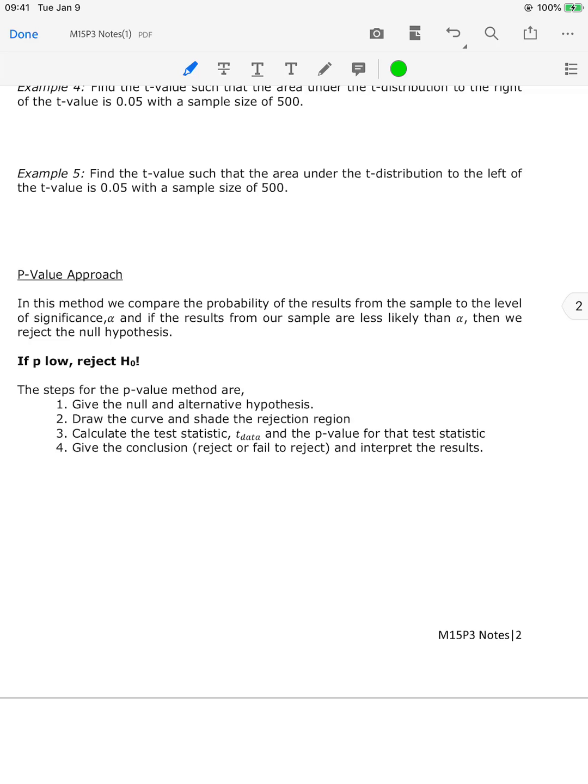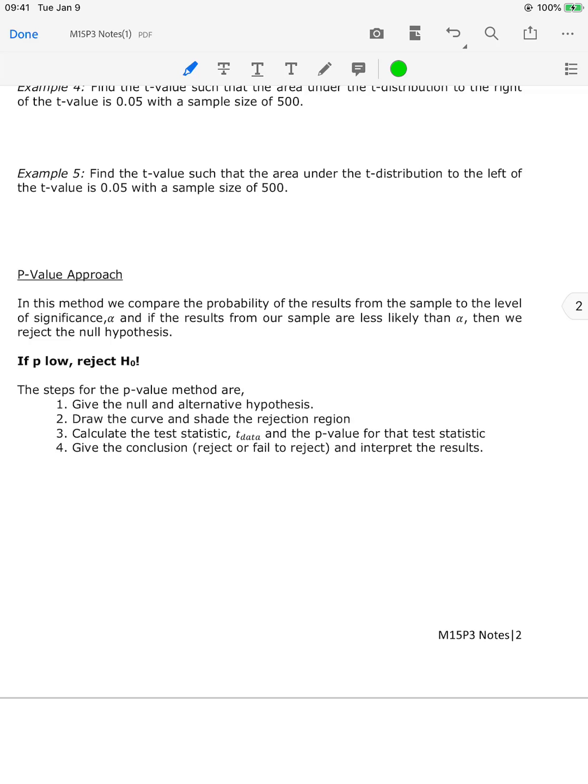And a fun rhyme to help you remember this, which works for proportions as well: if P low, reject H0. So if your p-value, your probability, is lower than alpha, you reject the null hypothesis.